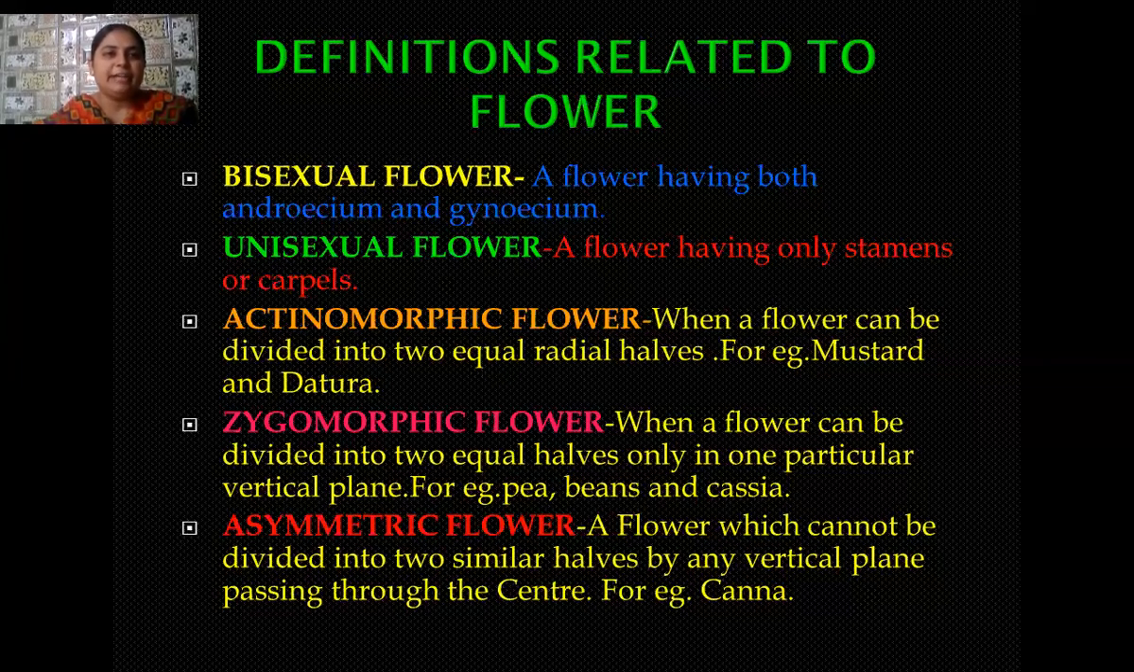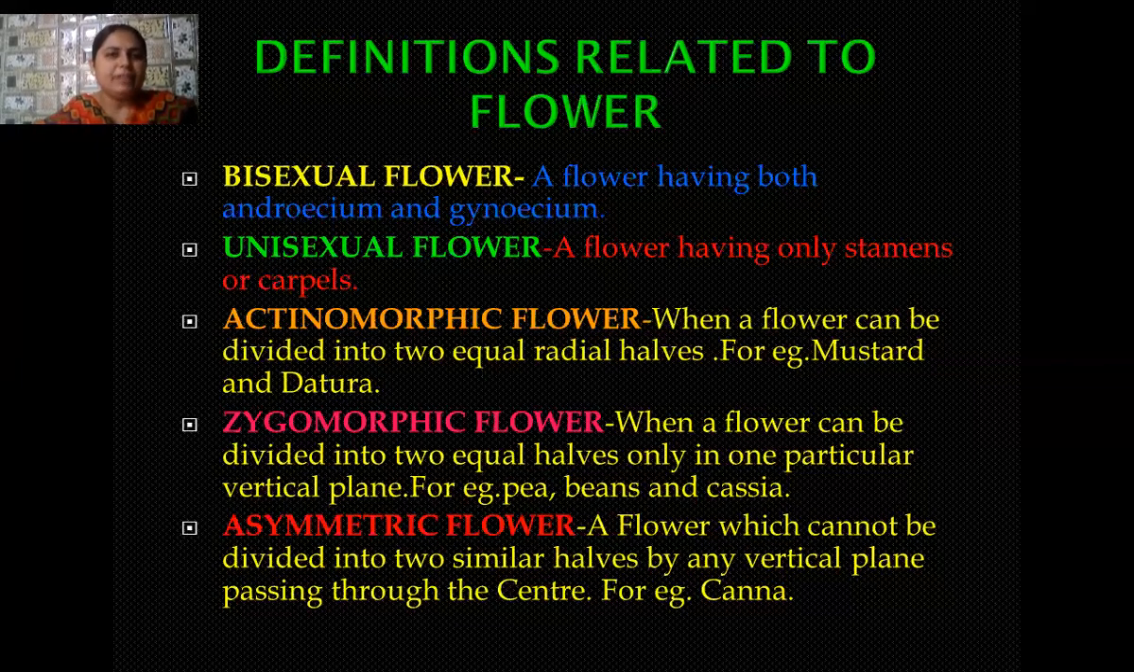We can also divide the flowers into 3 categories on the basis of their symmetry. So here, an actinomorphic flower is a flower which, when we divide the flower or its floral axis in any of the radial planes, can be divided into 2 equal radial halves. Such a flower is known as an actinomorphic flower. Here you can give the example of the mustard flower and datura flower.